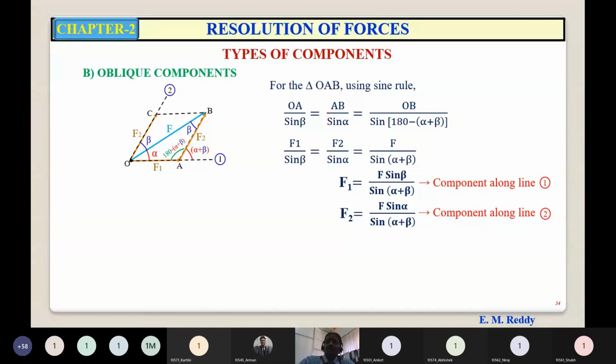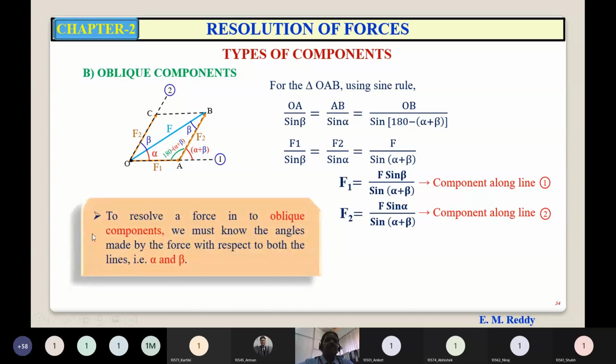See, to resolve a force into perpendicular components, you must know any one angle made by the force either with respect to X or with respect to Y, because the other angle by default is 90 minus the given angle. If the force is to be resolved into two non-perpendicular components, here you must know both the angles, means angles made by the force with respect to both the lines, that is alpha and beta. Remember, alpha is always the angle made by F with respect to F1. Beta is the angle made by F with respect to F2. That's what is written over here. To resolve a force into oblique components, we must know the angles made by the force with respect to both the lines, that is alpha and beta.